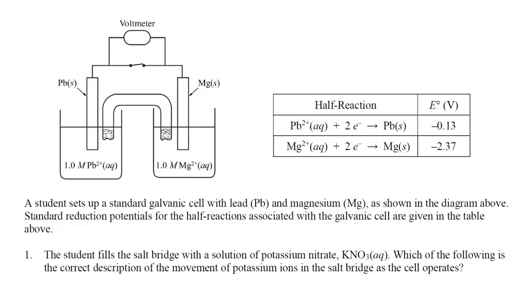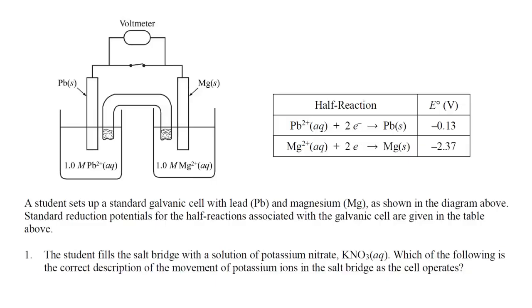In question 1, we are given a diagram of a standard galvanic cell, and we are also given a table in which two reduction half reactions are listed along with the standard cell potential for each half reaction. The question says, a student sets up a standard galvanic cell with lead, Pb, and magnesium, Mg, as shown in the diagram above. Standard reduction potentials for the half reactions associated with the galvanic cell are given in the table above. The student fills the salt bridge with a solution of potassium nitrate, KNO3.